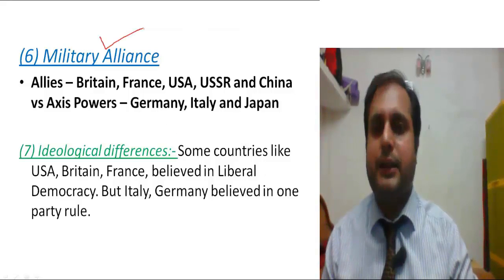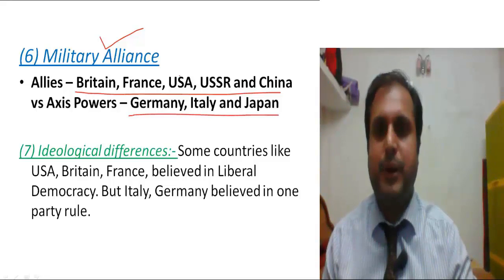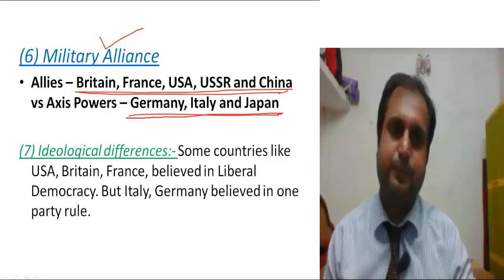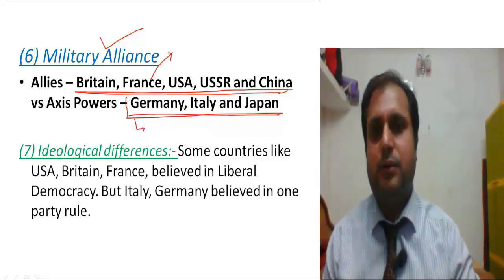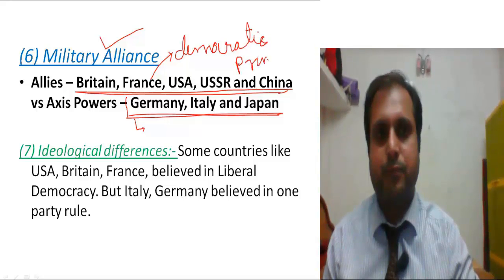Next one is the military alliances. All these countries had formed military alliances among themselves to teach the other bloc a lesson. Britain, France, USA, USSR and China were one group, and Germany, Italy and Japan were another group. The Axis power countries believed in non-democratic ideology. The Allied powers believed in democratic principle and ideology.